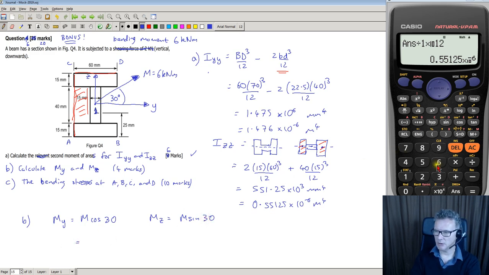So My will be 6 times cos 30, in degrees, 5.196 2 for another number 2, and that's kilonewton meters. This one, I don't know, is that a big number? 6 times sine 30, that would be a nice number, won't it? 3 kilonewton meters.